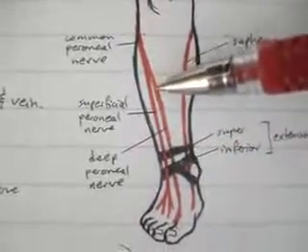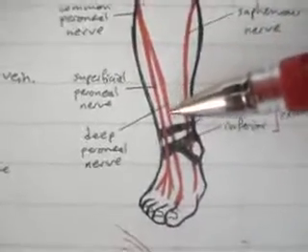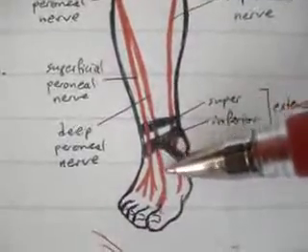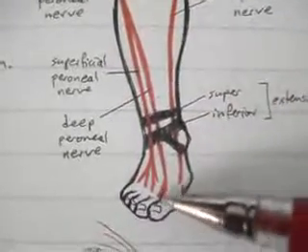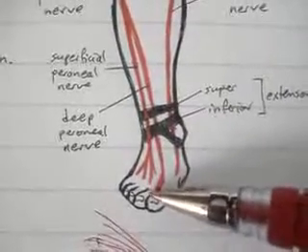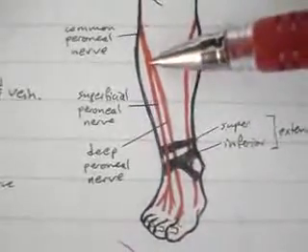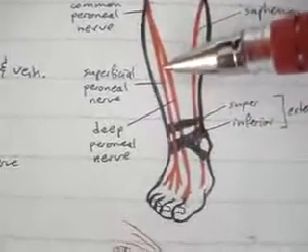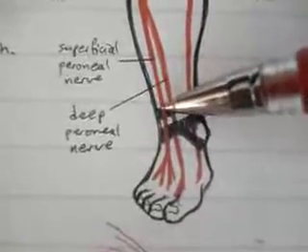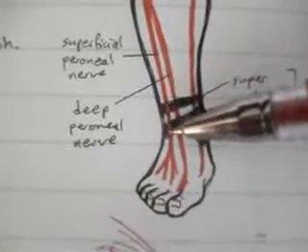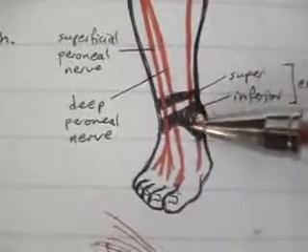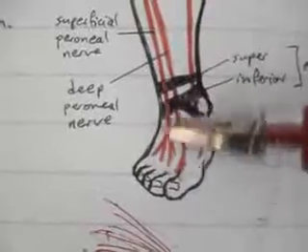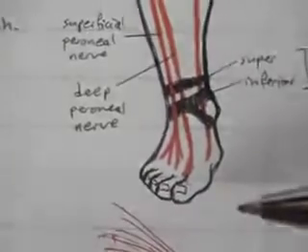The deep peroneal nerve runs deep within the muscles and travels underneath the superior and inferior extensor retinaculi, making its way into the foot, where it will give off a cutaneous branch that will innervate the skin between the first and second toe. The superficial peroneal nerve, as its name says, runs superficially, close to the surface, and as you can see, it travels not underneath, but above the superior and inferior extensor retinaculi, ultimately giving rise to cutaneous branches that will innervate the entire dorsum of the foot.